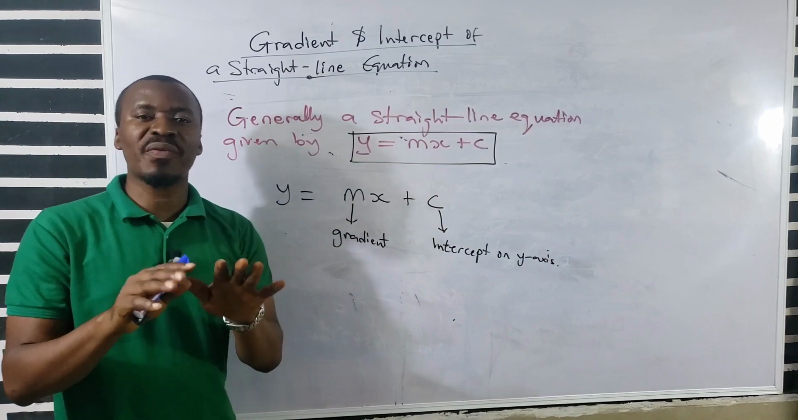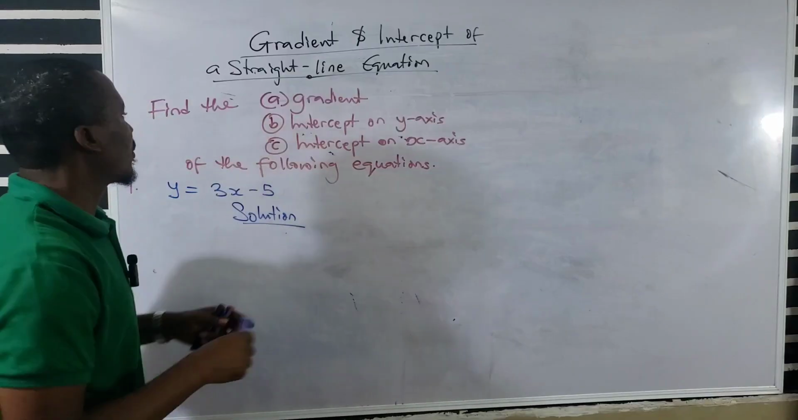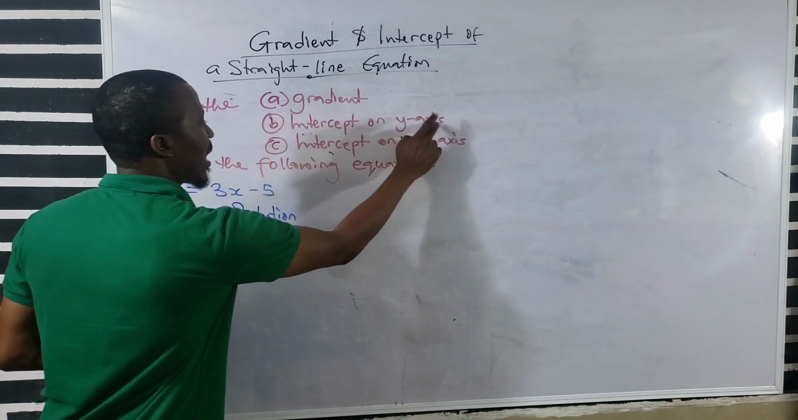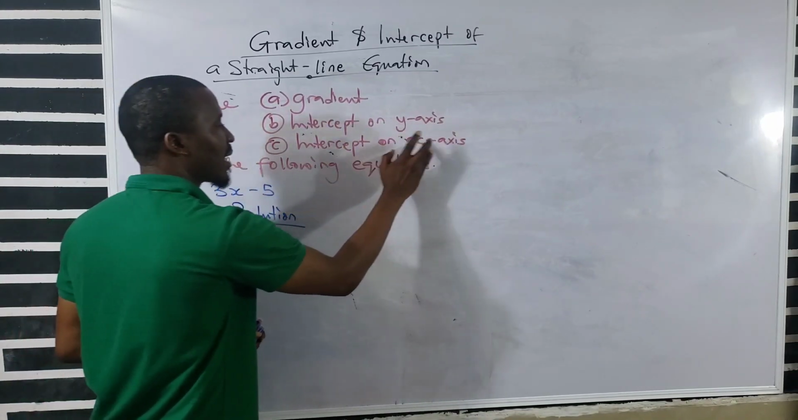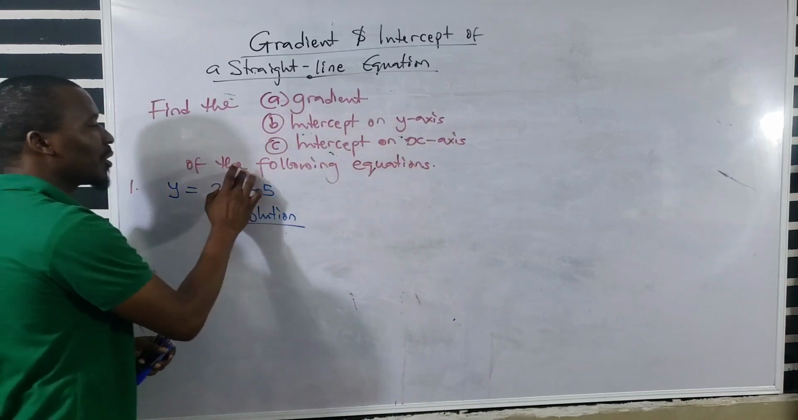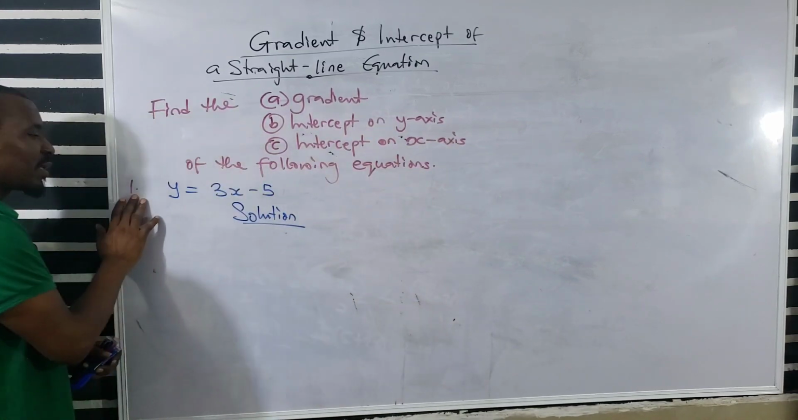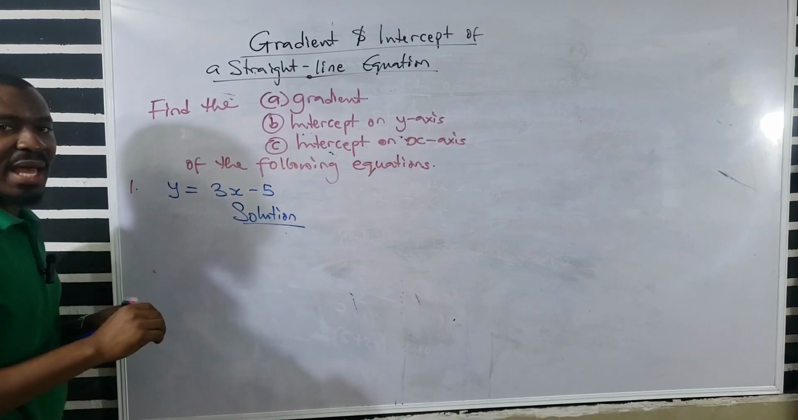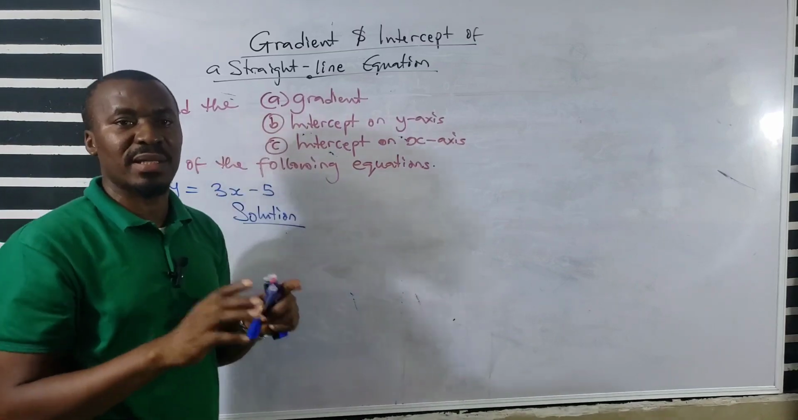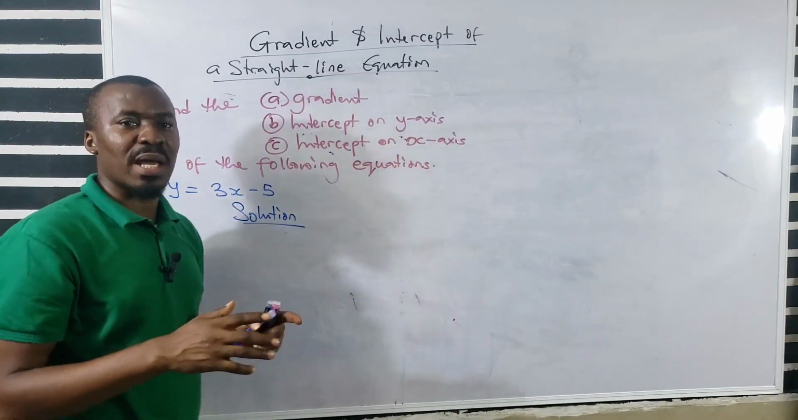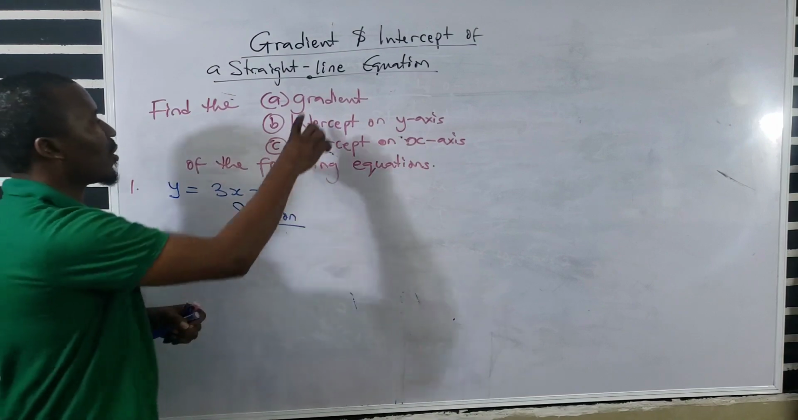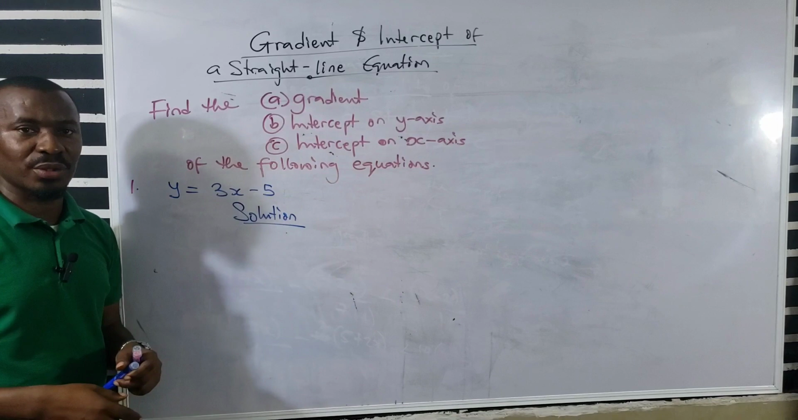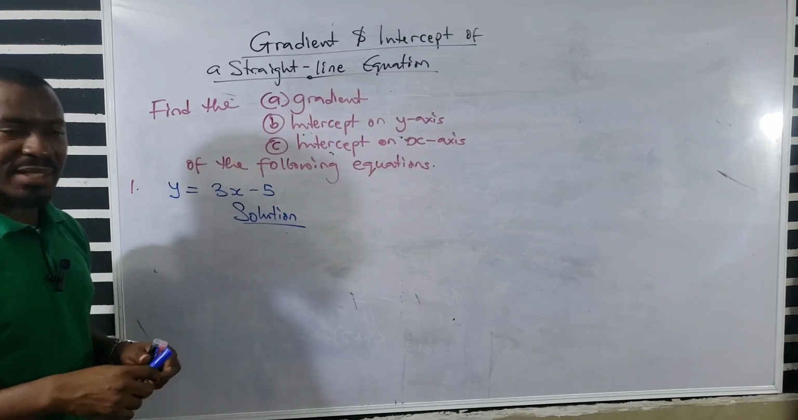Okay, so we are going to solve a simple example. We are going to find the gradient, the intercept on the y-axis, and the intercept on the x-axis of the following equations. So number one problem we are going to solve is a very simple one. You can see that it's already expressed in the form of a straight line equation. So we are going to look at how we can find all these three things, which are the gradient and the intercepts of this particular equation. So let us solve that now.